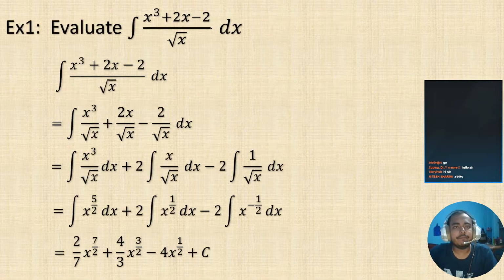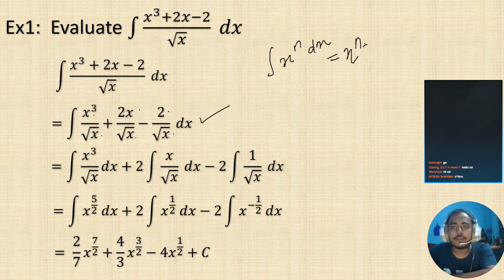We have this example here, the integral of x cubed plus 2x minus 2 upon root x dx. We can first separate the terms like x cubed by root x plus 2x by root x minus 2 by root x. The motivation behind doing this is simply that we are trying to make it into the form of x to the power n dx, for which we have a standard formula, right? x to the power n plus 1 upon n plus 1 plus c. So this is the motivation.